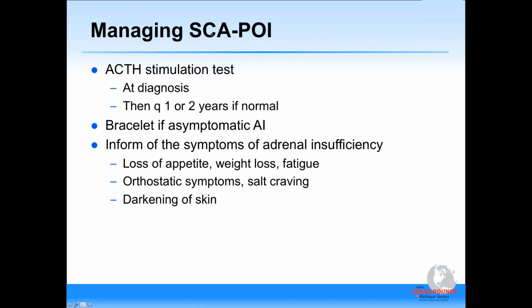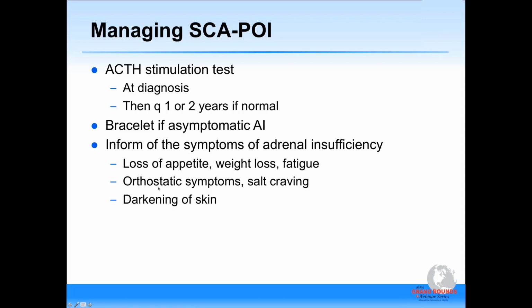Now, how about managing specifically steroidogenic cell autoimmune POI? Since these women are at risk for life-threatening adrenal insufficiency, we recommend an ACTH stimulation test each year, once at diagnosis, and every 1 or 2 years if that's normal. And they need to have a bracelet notifying healthcare providers and emergency teams if they have asymptomatic adrenal insufficiency. If they fail this test, they will need supplementation in critical situations. And we need to inform these women of the symptoms of adrenal insufficiency, which are loss of appetite, weight loss, fatigue, orthostatic symptoms, salt craving, darkening of skin.